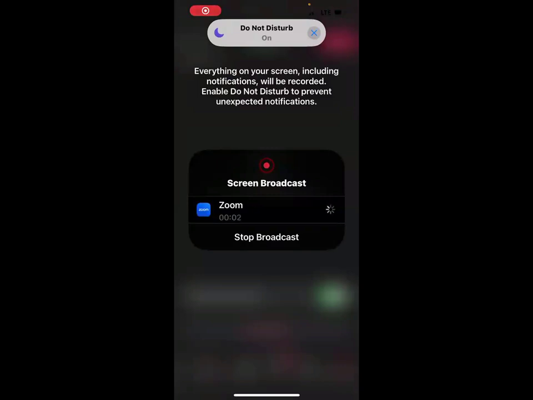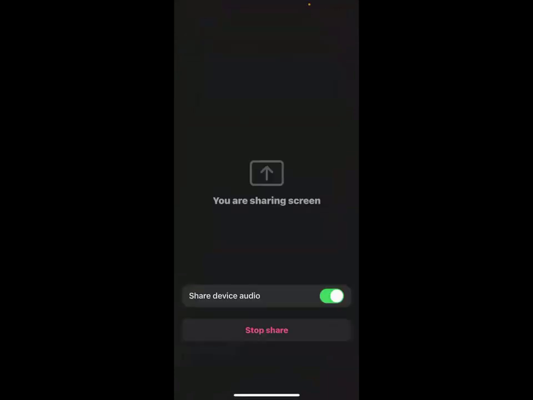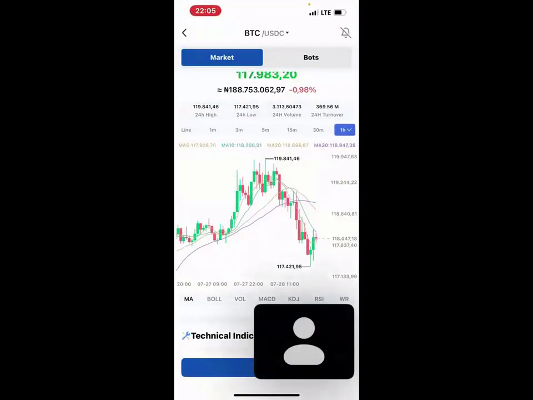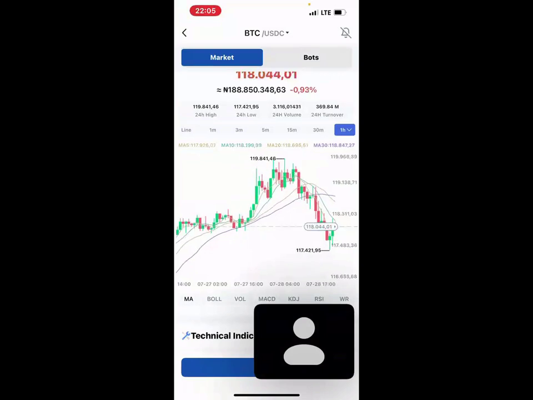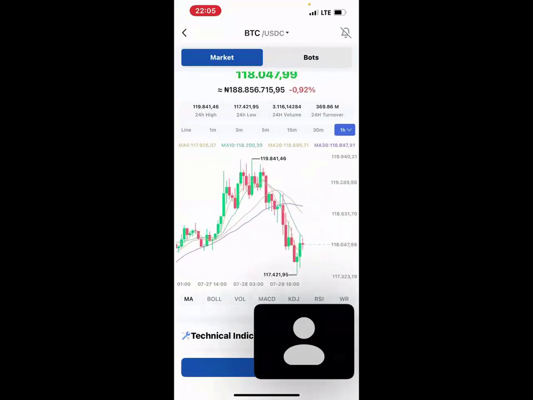Leader Abiola, we can't see your screen any longer. You can't see my screen? Yes. Okay, sure, I'm coming. Okay, can you see my screen now? Yes, you can see your screen now.